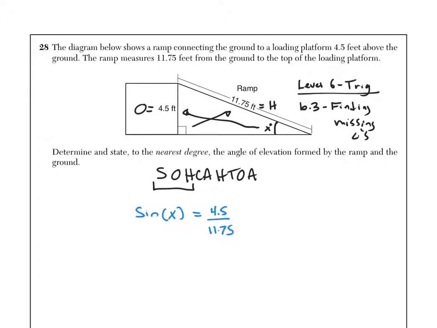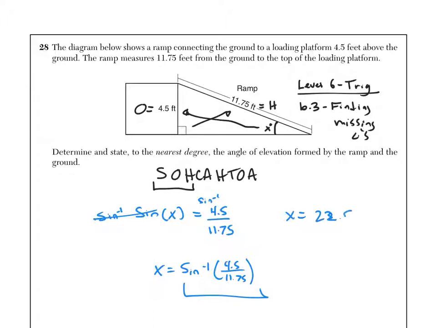Now to solve this one, to get x by itself, you might remember this, but we use the inverse sine. So we're going to inverse sine both sides. And if you're ever looking for an angle, you're going to be using the inverse sine. Those cancel, and we get x is equal to sine^-1 of 4.5 over 11.75. Now this you just put in your calculator, and you should get x is equal to about 22.5.